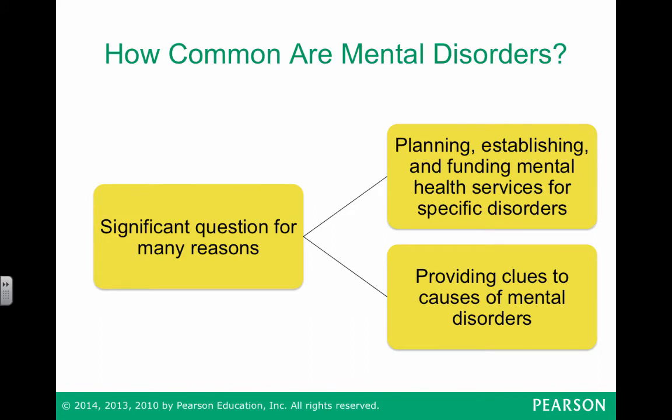How common are mental disorders, and why do we care? This is a significant question for many reasons. First, it directly affects the planning, establishing, and funding of mental health services for specific disorders. And then also by keeping up and tracking mental disorders, we can get some clues to the causes. If we're seeing a certain disorder clustered in a certain geographical location, among a certain age group, a certain gender, or certain population, then we have some clues and we know where to look and do our research.